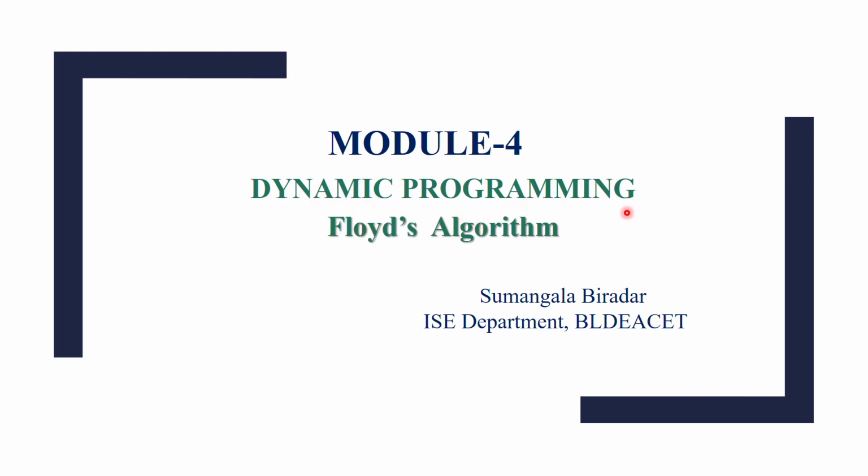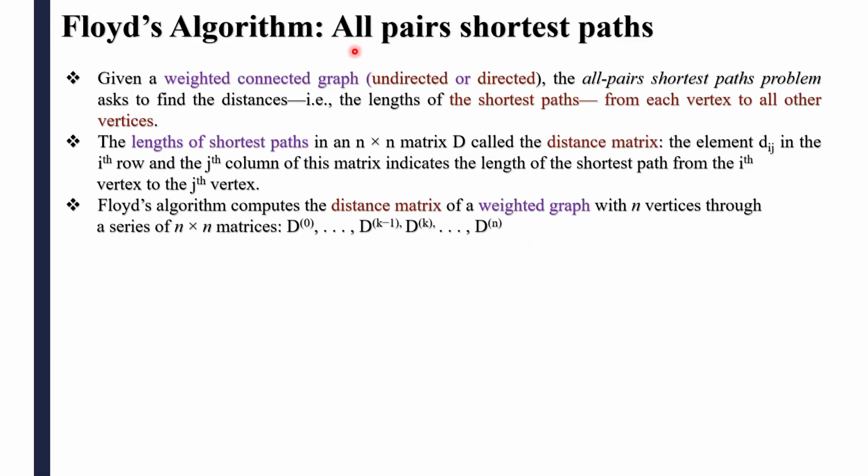We already learned what the dynamic programming design strategy is, and one of the algorithms under this dynamic programming method is Warshall's algorithm. And what did we use that algorithm for? To find a transitive closure. Now we will study Floyd's algorithm, and this algorithm is used to find all-pairs shortest paths.